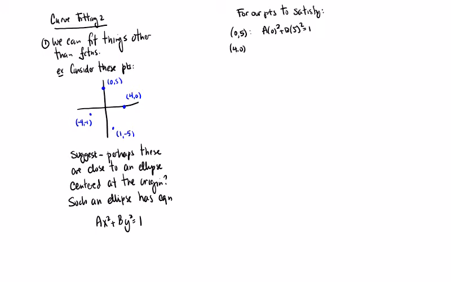4, 0. We're going clockwise here. We'll get a times 4 squared plus b times 0 squared equals 1. 1, negative 5: a times 1 squared plus b times negative 5 squared equals 1. And negative 4, negative 1: a times negative 4 squared plus b times negative 1 squared equals 1. So this can be simplified a little bit so we can see that it's linear. I'm going to leave the zeros in as coefficients because it'll help us when we write down the matrix.